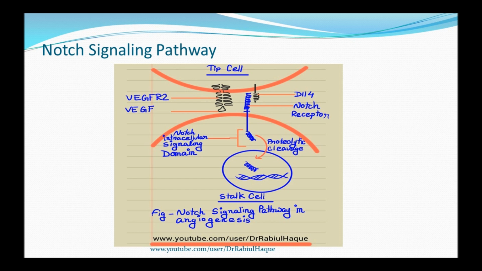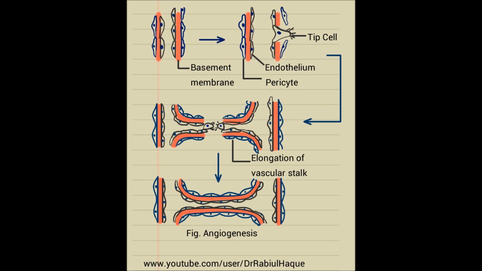The function of the notch pathway is that it promotes the proper branching and sprouting of new blood vessels, and at the same time it prevents excessive angiogenesis. How does it prevent excessive angiogenesis? By decreasing the responsiveness of vascular endothelial growth factor on the stalk cells. Now, what is a stalk cell, you may ask? In order to answer that question, I will show you the image again where we had seen angiogenesis. Recall, in the image we had two types of cells.